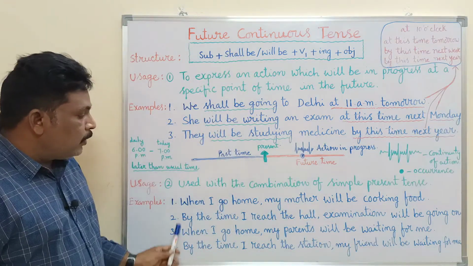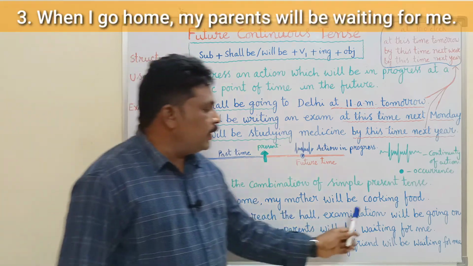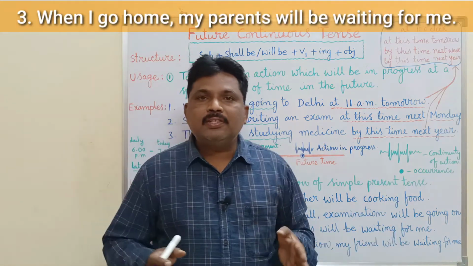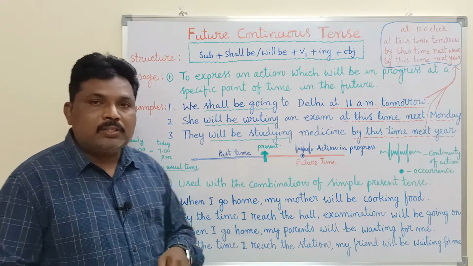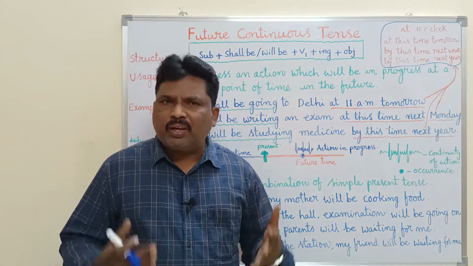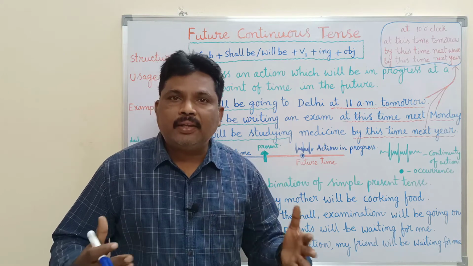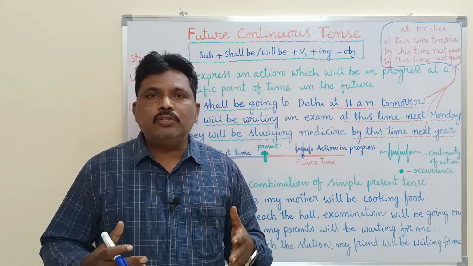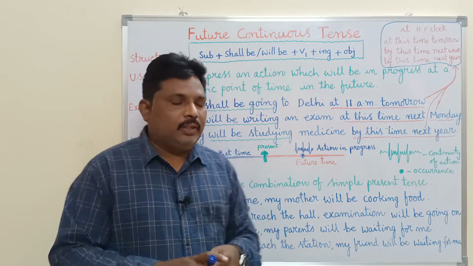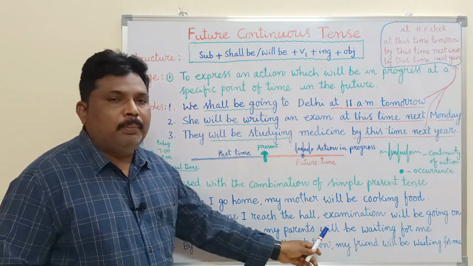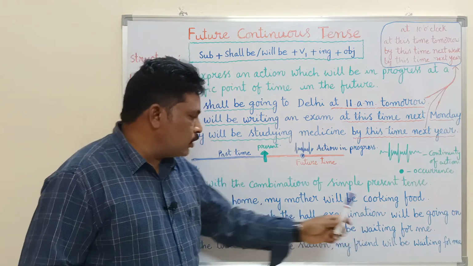And the third example, when I go home, my parents will be waiting for me. This is the same model as the first one, because when you talk about your action which is later than the usual time, something different from your regular action, then you use this combination, simple present and future continuous tense.